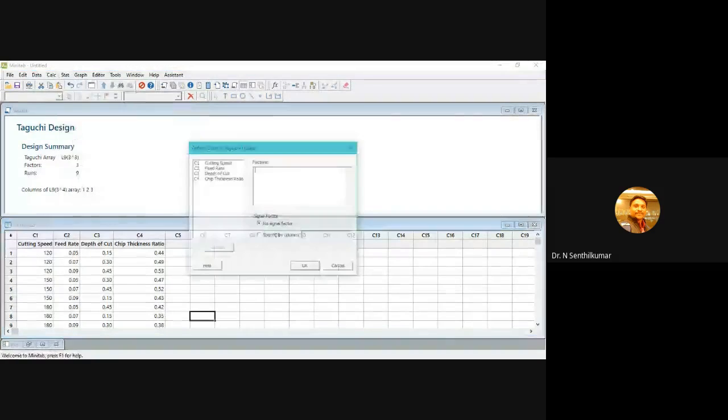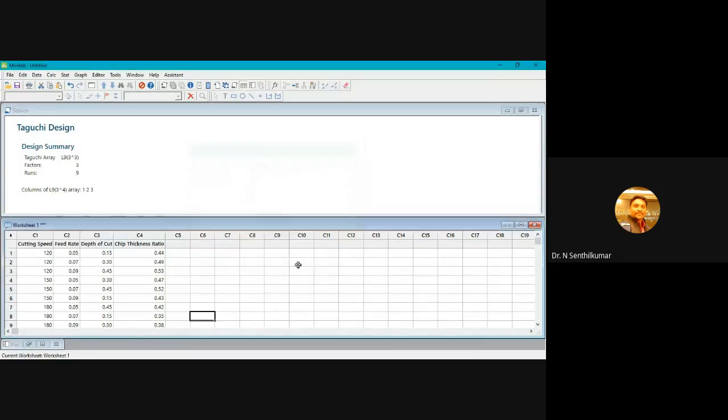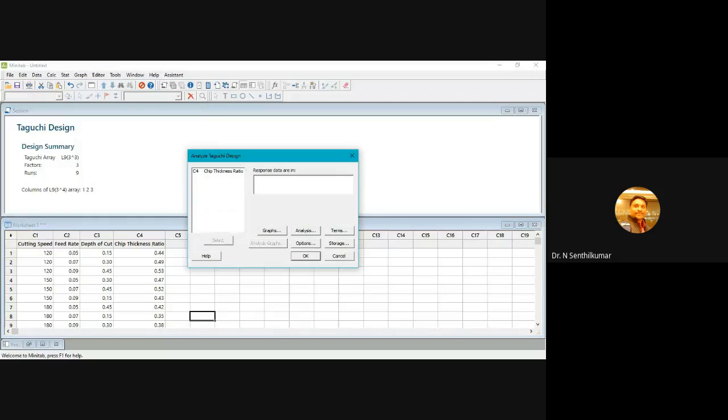So define the factors. What are my factors? The factors are nothing but the inputs. So select the 3 inputs. Select. Okay. Now Stat, DOE, Taguchi, analyze. Which are we going to analyze? What is my response data? Chip thickness ratio. First click graphs.